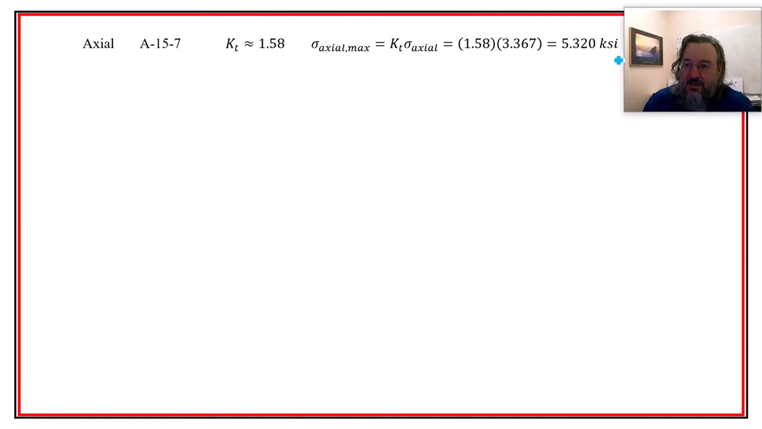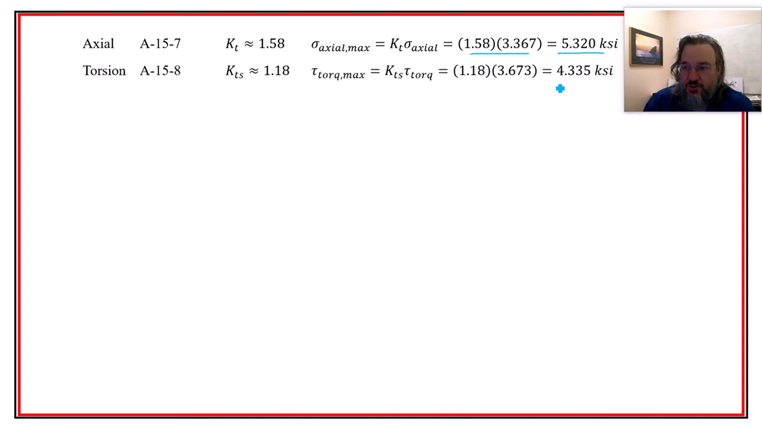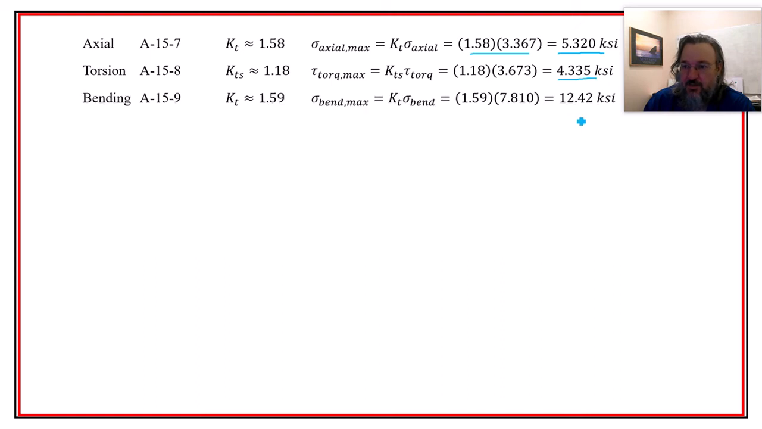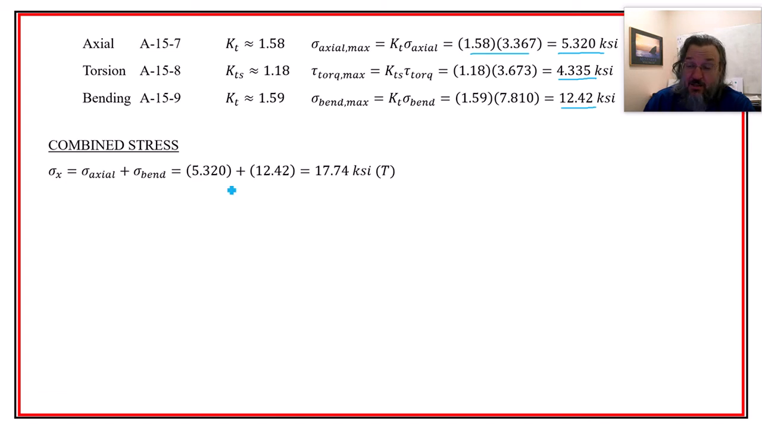Here is the axial. It's a multiplier. So here's the value that we get in KSI. Here's the torsion. And then here is the bending. And we're going to combine the axial and the bending together.